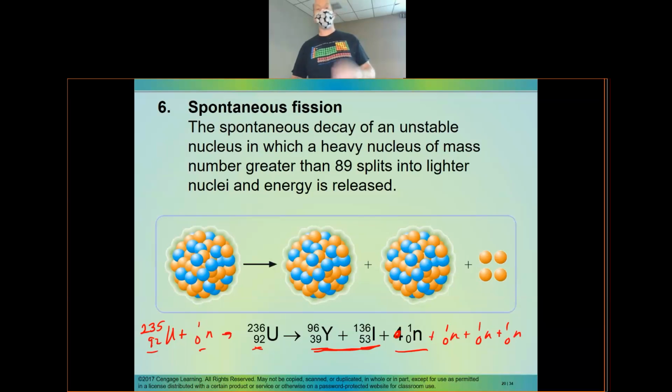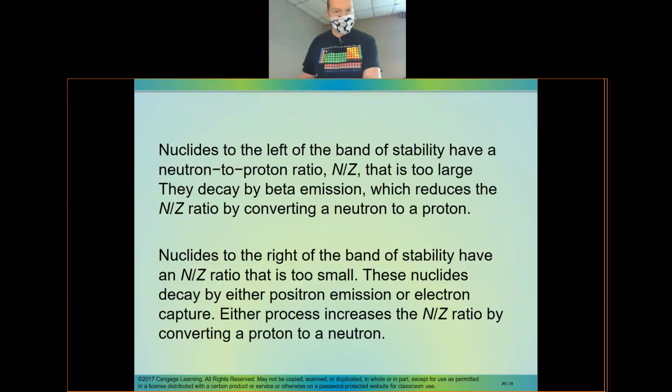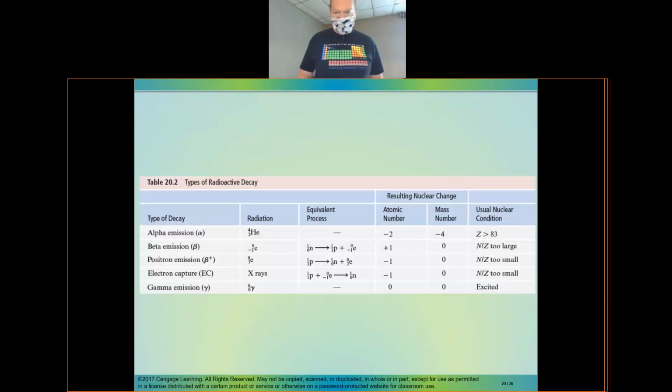Of course, we're going to do fission, and that's what we do on Earth. Fusion is the sun, the stars, and that's when smaller things come together to form bigger things, and we will talk about that soon. All right, so you have your nice chart here of types of radioactive decay and how to predict them.